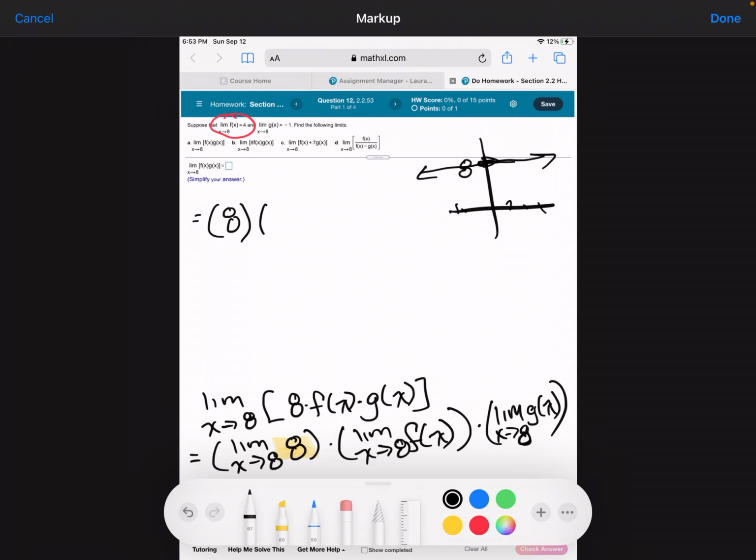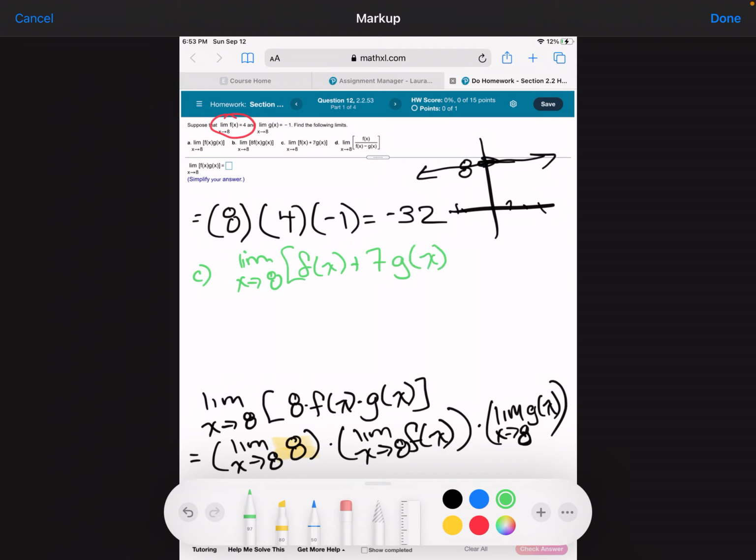All right. For the second one, the limit for the f of x, we know that that's equal to 4, and the limit for the g of x we know is equal to negative 1, so our answer here is going to be negative 32. All right, let's look at C. This one has the limit as x approaches 8 of f of x plus 7 g of x.